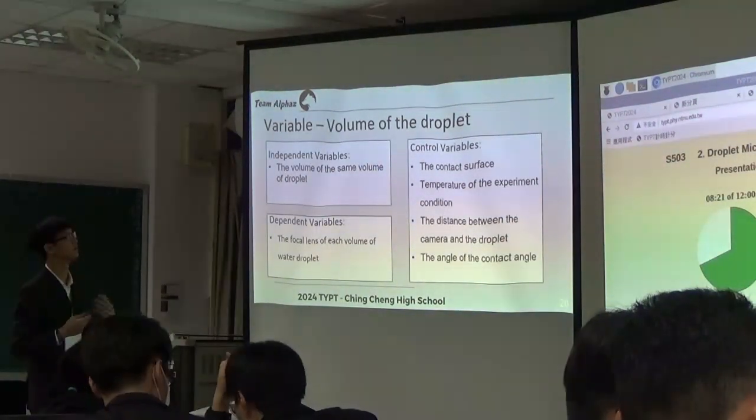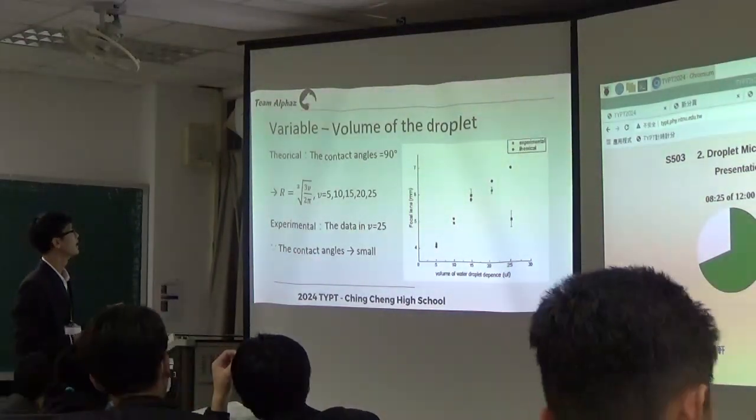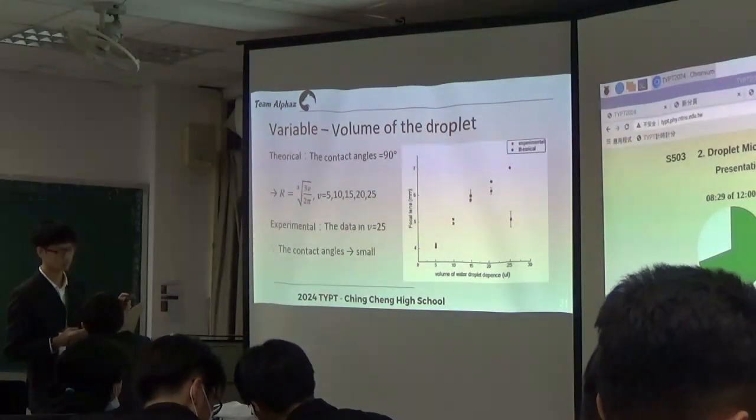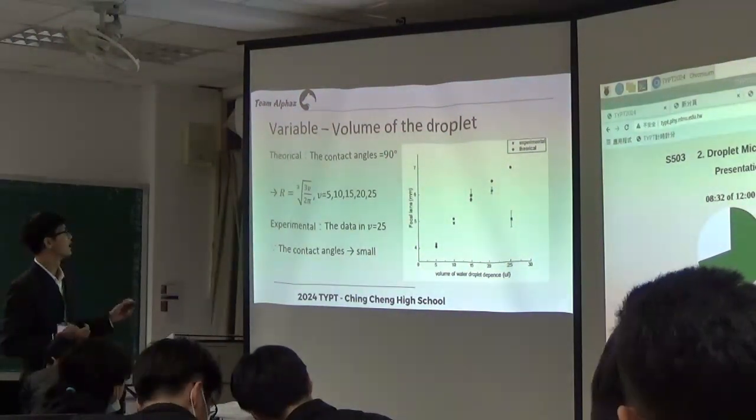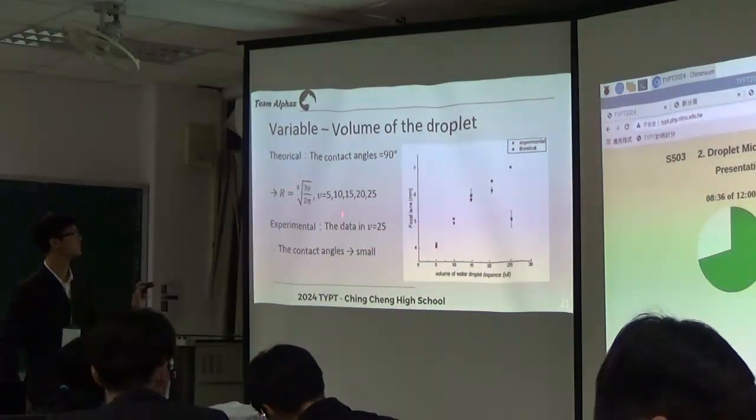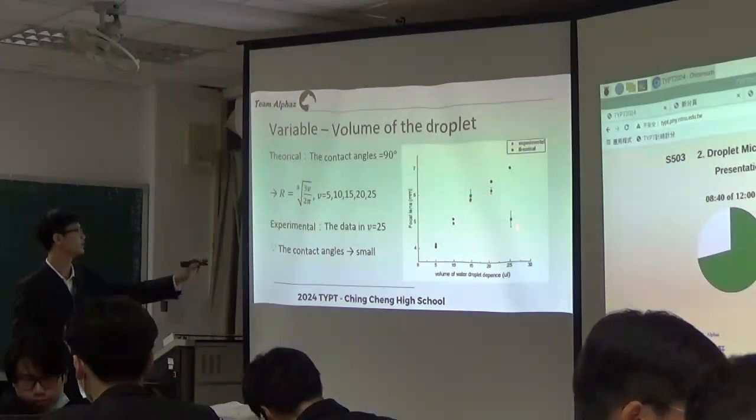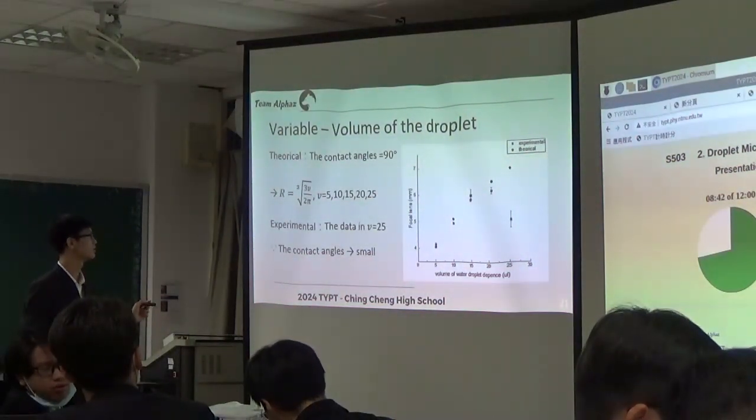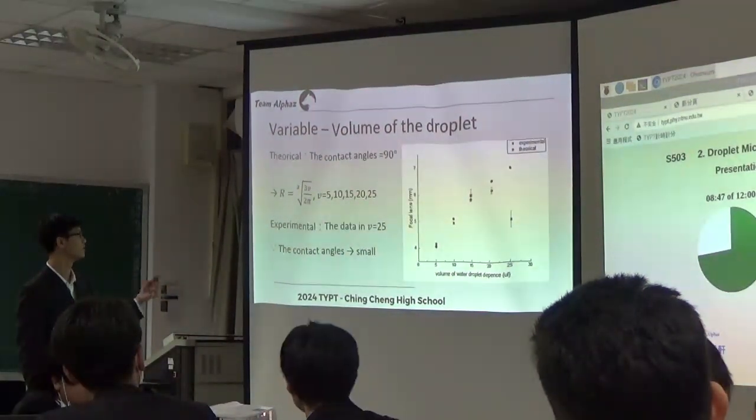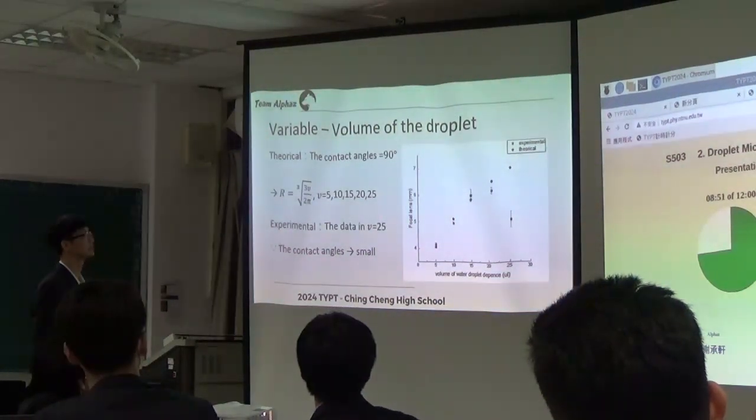The next one is the variance of the droplet. In the theory, the contact angle is 90. Our variance is 5, 10, 15, 20, and 15. And you can see there is not very good agreement, so we think the contact angle is too small. Yeah, it's a little small.